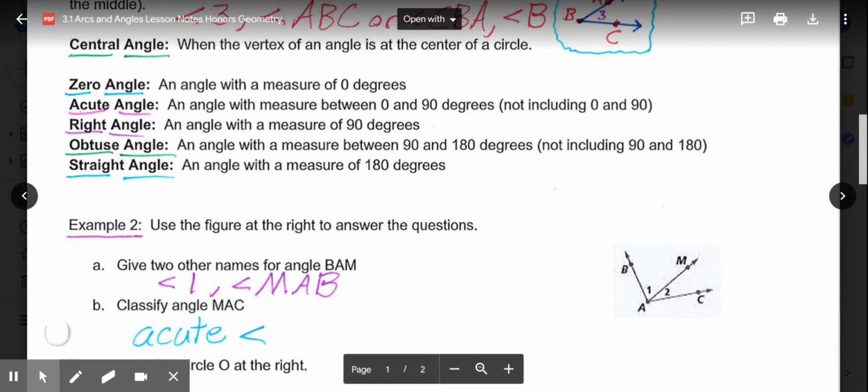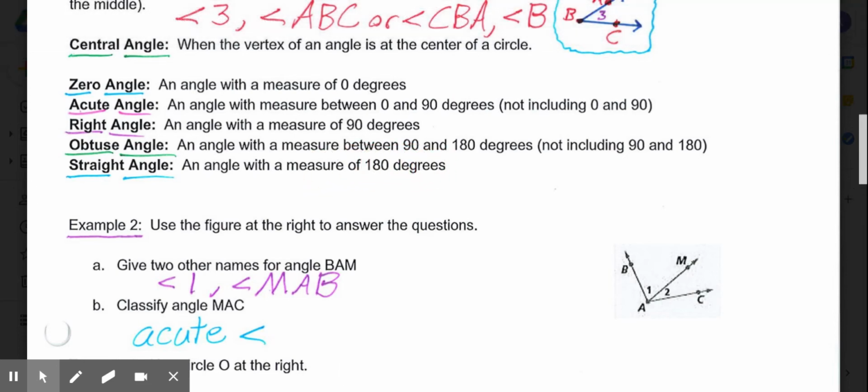Now we have our definitions of different types of angles. So one classification or type of angle is a zero angle, and that's an angle with a measure of 0 degrees. We have an acute angle where the measure is between 0 degrees and 90 degrees, not including 0 or 90. We have a right angle whose measure is exactly 90 degrees. An obtuse angle, measure between 90 and 180, not including 90 or 180. And then a straight angle whose measure is 180 degrees.